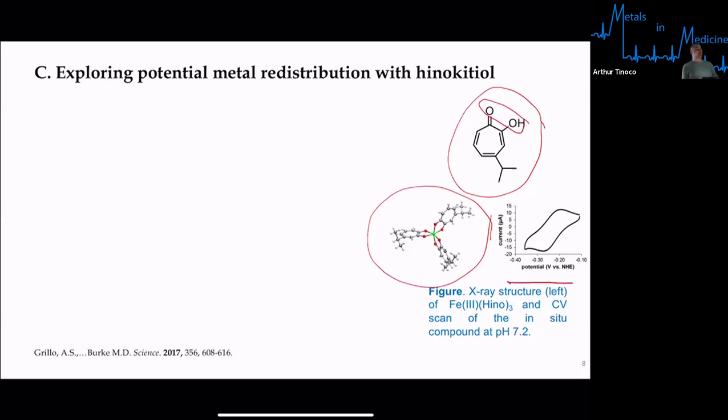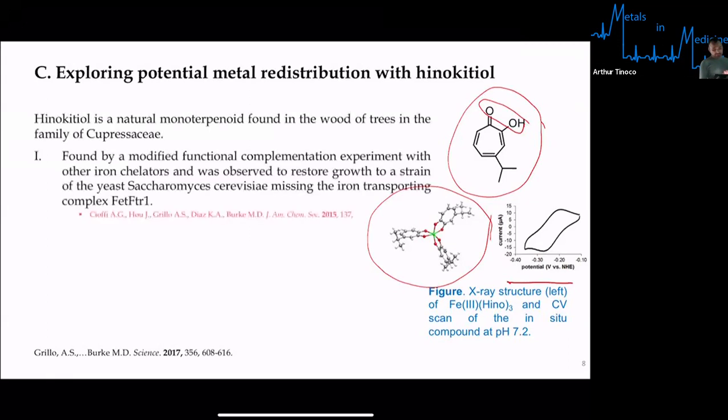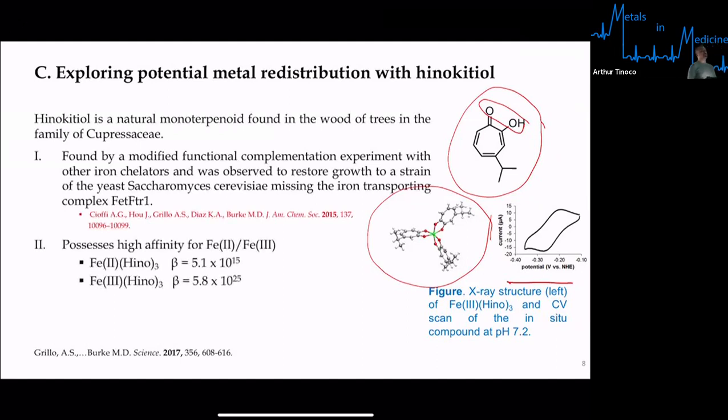And to the right here, what we have is a cyclic voltammogram that was collected at a pH of 7.2. The importance of this is to give us an understanding of the potential of the iron centers. We're looking here at iron 3 getting reduced to iron 2. So we're looking at the potential of that particular complex to be able to flux between iron 3 and iron 2. So let's look at a few different features about this.